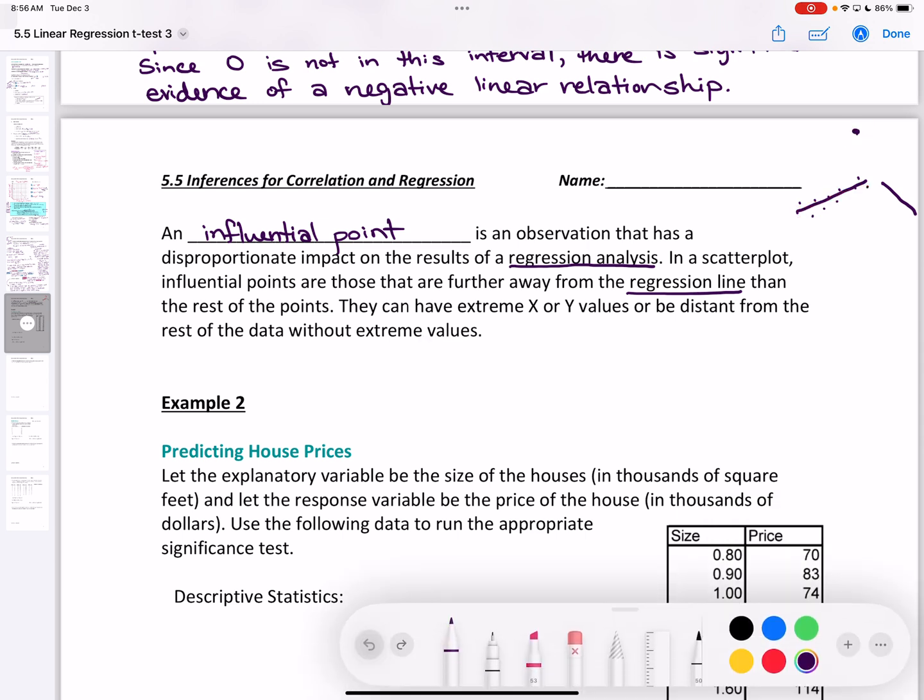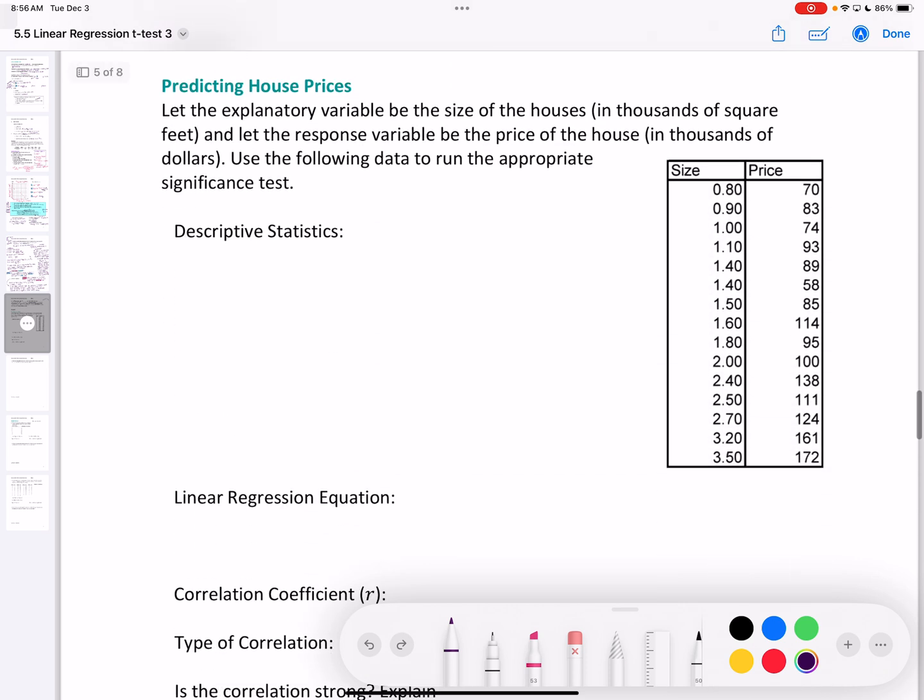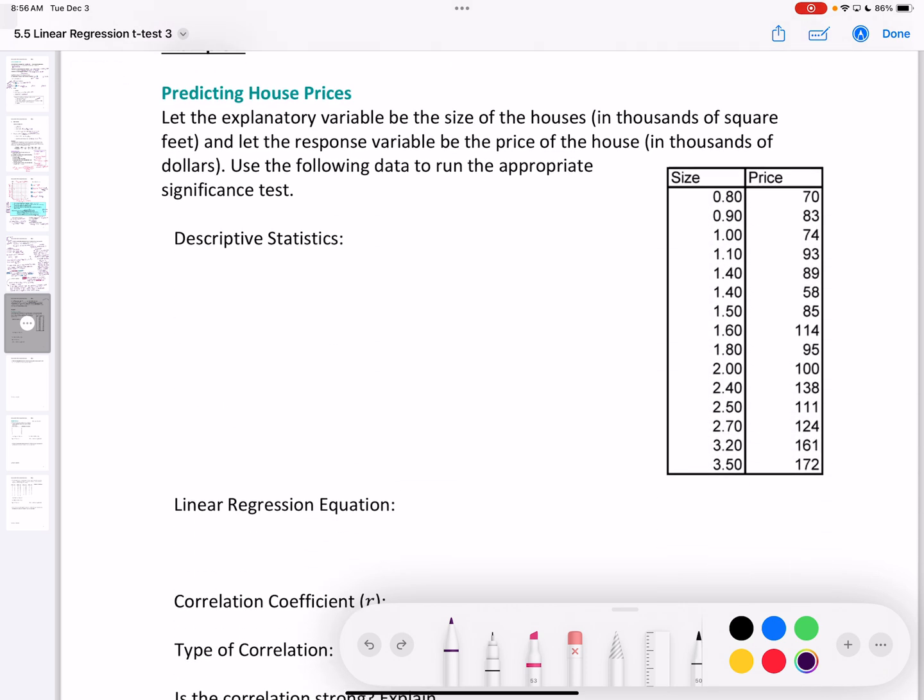All right, let me get rid of all my scribbles. I'm so visual, though, that it just helps me when I can visualize it. All right, here's another example. If you're predicting house prices, let the explanatory variable, which one's explanatory, X or Y? X, okay? X is the explanatory, and then the response variable is Y. It responds to it, okay? In Algebra 1, pre-algebra, you would have learned to call them independent variable, dependent variable, okay? So Y depends on X, so it's responding to it. Okay, that's how I remember it.